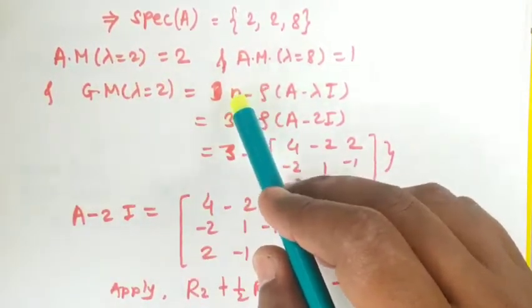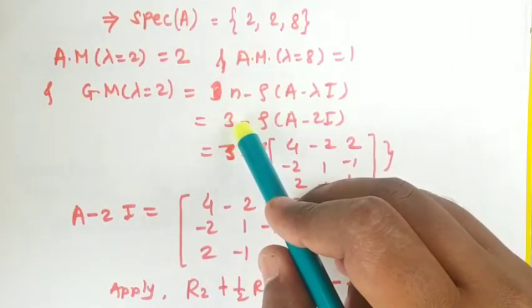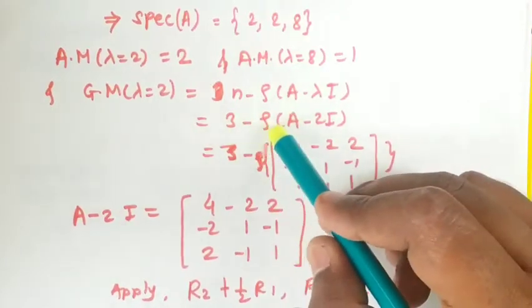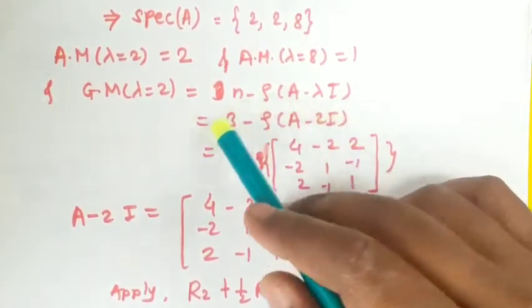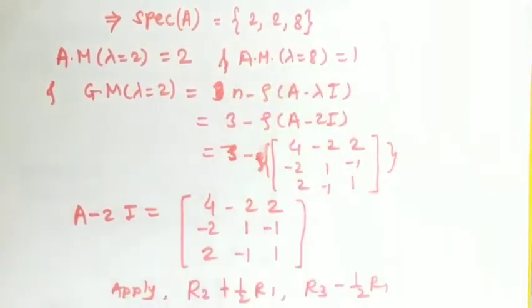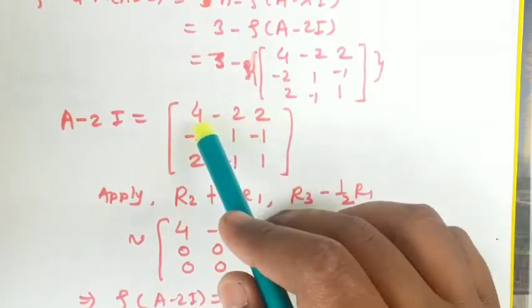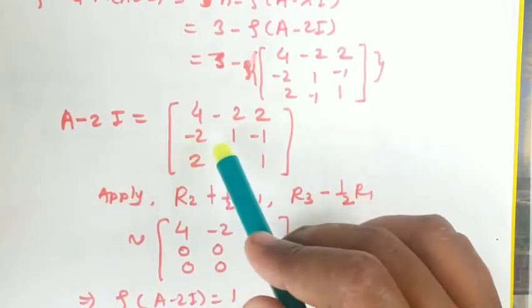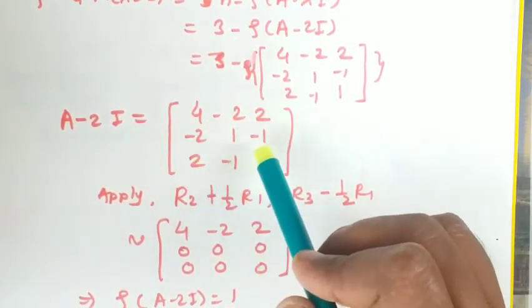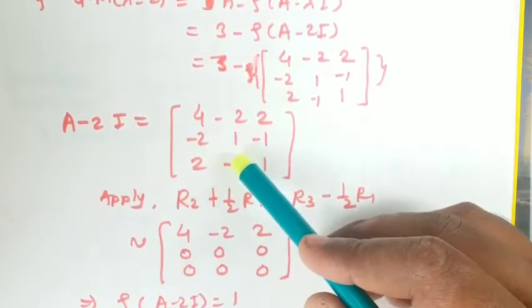Now, geometric multiplicity for lambda equal to 2. The formula is n minus rank of A minus lambda I, where n is the number of unknowns, that is 3 here, minus rank of A minus 2I. A minus 2I means subtract 2 times the identity matrix from the given matrix A. After doing that, we get the matrix A minus 2I as 4, minus 2, 2, minus 2, 1, minus 1, 2, minus 1, 1. Now for determining its rank, you can reduce it to echelon form.